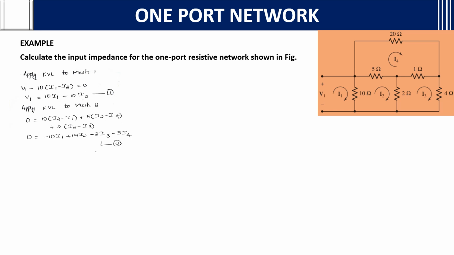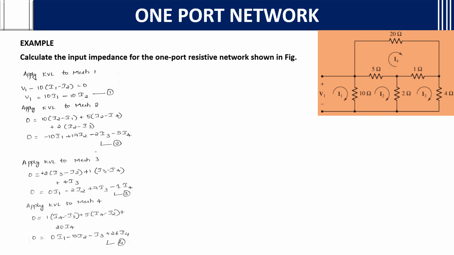KVL to mesh 1, we get V1 is equal to 10I1 minus 10I2. KVL to mesh 2, we get 0 is equal to -10I1 plus 17I2 minus 2I3 minus 5I4. Then mesh 3, you will get 0 is equal to 0I1 minus 2I2 plus 7I3 minus 1I4. Then for mesh 4, 0 is equal to 0I1 minus 5I2 minus I3 plus 26I4.